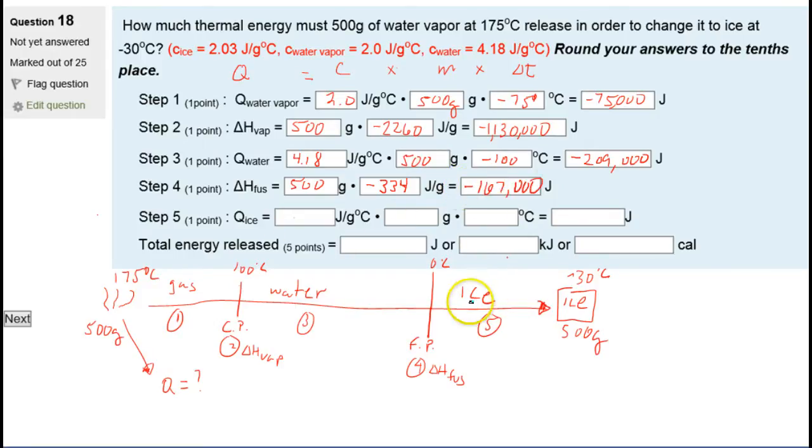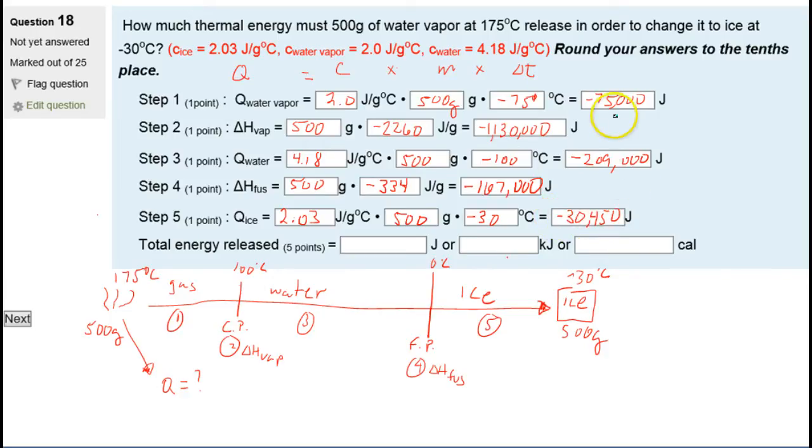Last, I need to figure out how much thermal energy this ice is going to release as it goes from 0 to -30. So now I need to use the specific heat of ice, which is right here, 2.03, times the mass of this substance, which is 500 grams, times the change in temperature as it goes from 0 to -30. It's cooling down, so it'll be -30 degrees. So I take 2.03 times 500 times -30, and I end up with -30,450.